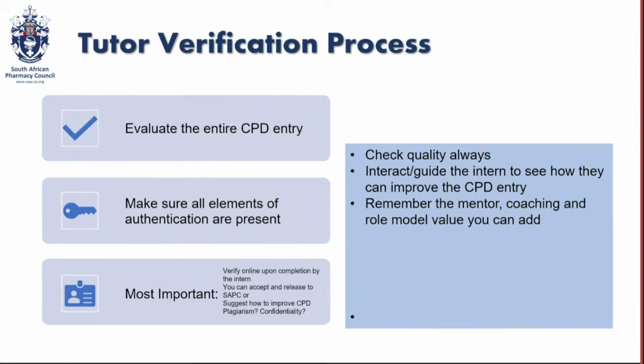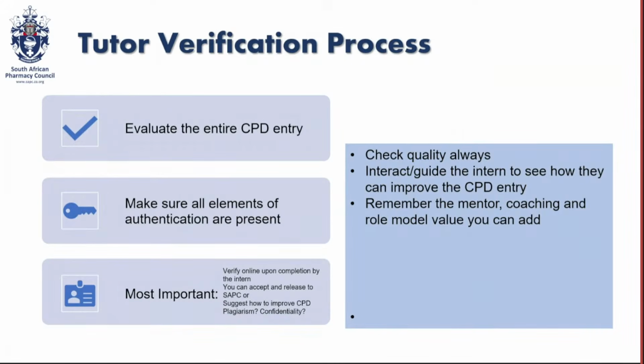Okay, so the tutor verification process is done online. When the intern submits the entry to you, you will then evaluate the entire CBD entry. Please make sure that all elements of authentication are present. Check that for each cycle of the CBD, you have a look at the evidence as well. There are many times when the intern has submitted evidence and has clicked on the wrong PDF. Sometimes they're clicking on their bank statements, or some other kind of evidence that has nothing to do with the portfolio of evidence.